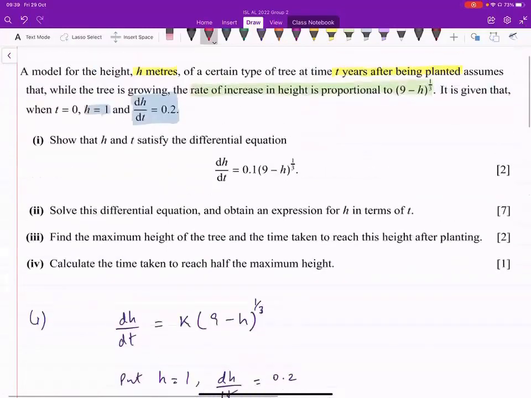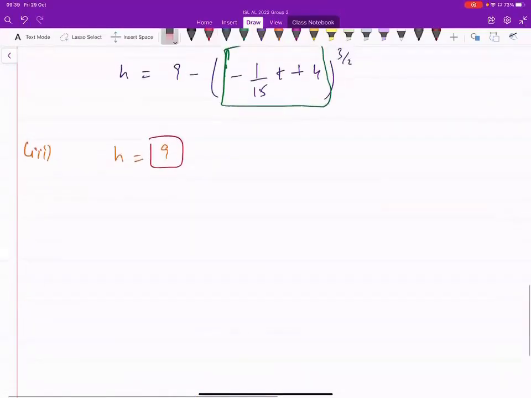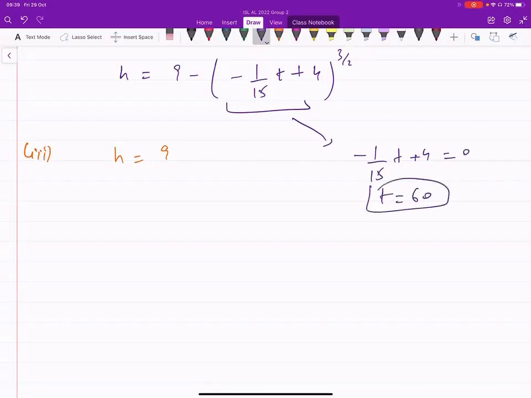उसने हमें कहा है मैक्सिमम हाइट निकाले सबसे पहले. तो मैक्सिमम हाइट कब होएगी? जब ये आपके पास हाइट क्या आ रही है, 9 आ रही है. That's the maximum height. और वो किस पॉइंट के ऊपर होगी? वो उस पॉइंट के ऊपर होगी जब आपके पास ये अंदर वाला पार्ट जीरो होएगा. -1/15t plus 4 equals 0, and that gives you t equals 60.